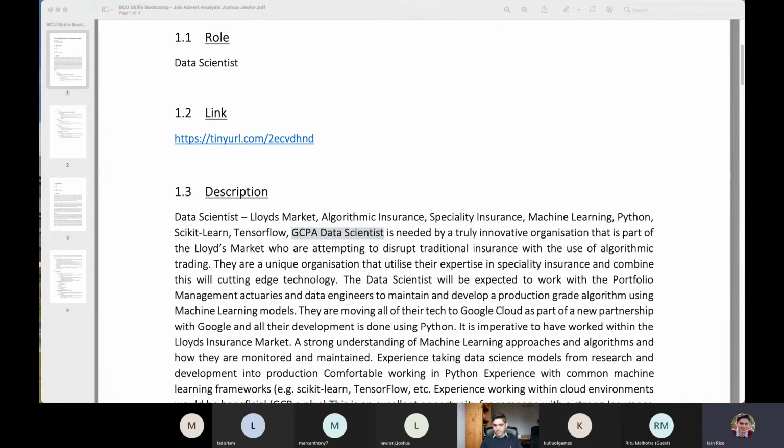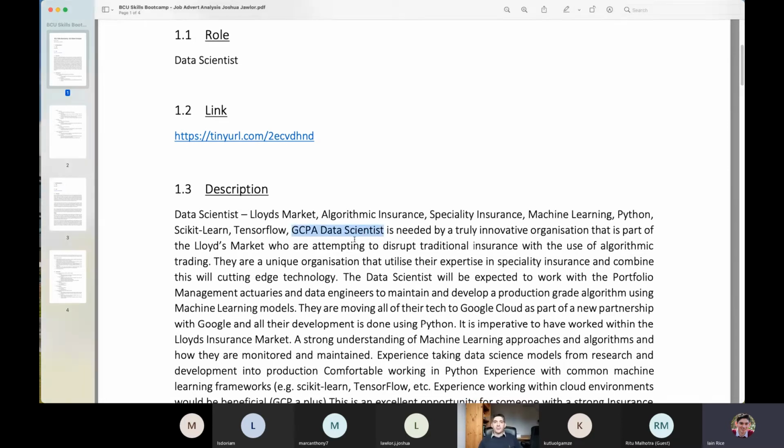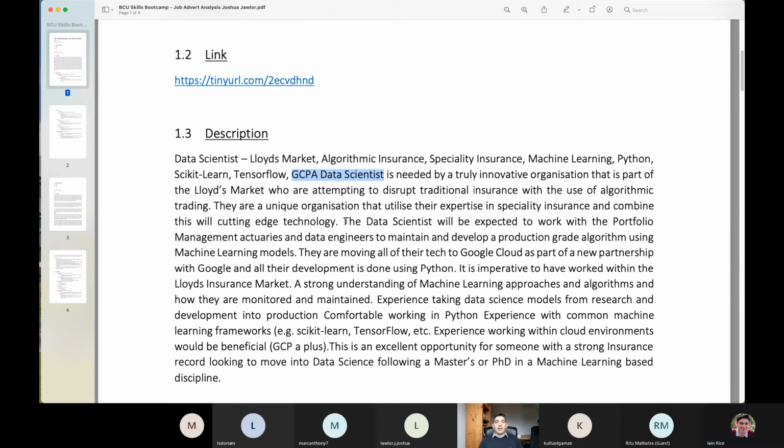Sorry, I lost my web browser. So GCPA data scientist does seem to be something to do with Google Cloud Platform, being an approved data scientist with that, so doing their own qualification. Joshua, yeah, so it's not just me, you struggle to find a definition too. Good, okay. Perfect, thanks for defining all the other things so well.